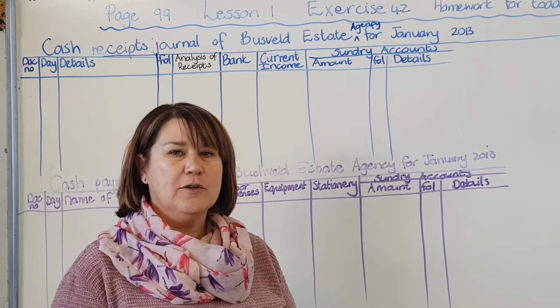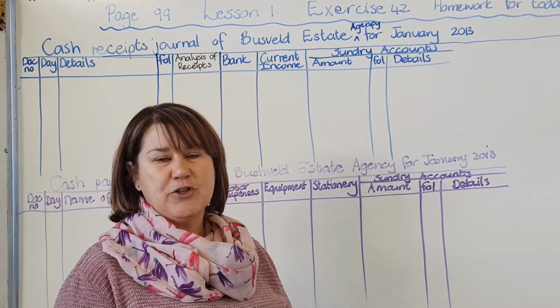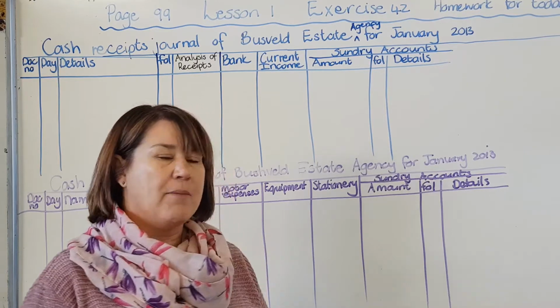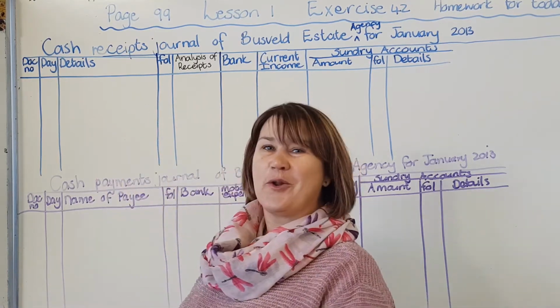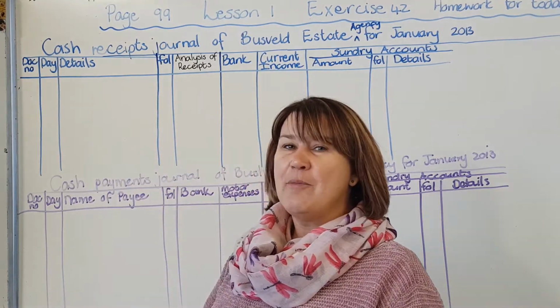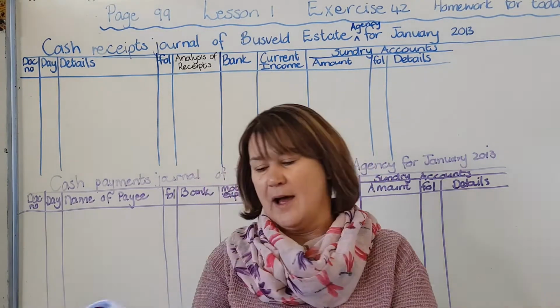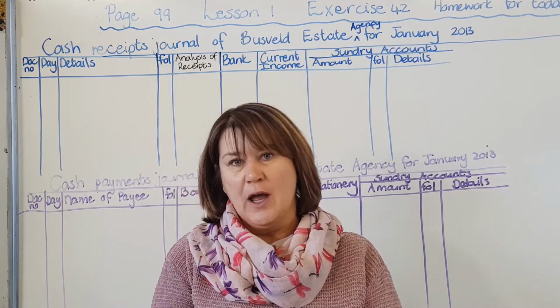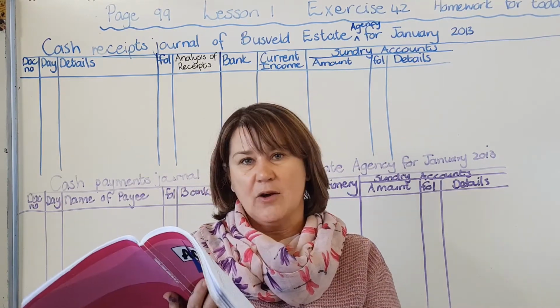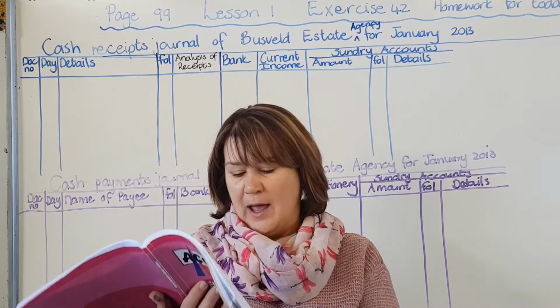We're back at school, so I would like to explain to you the CPJ and CRJ, how it's been done, not on a piece of paper. I would like you to turn to page 97, exercise 42. I've asked you to complete CRJ and CPJ for today.